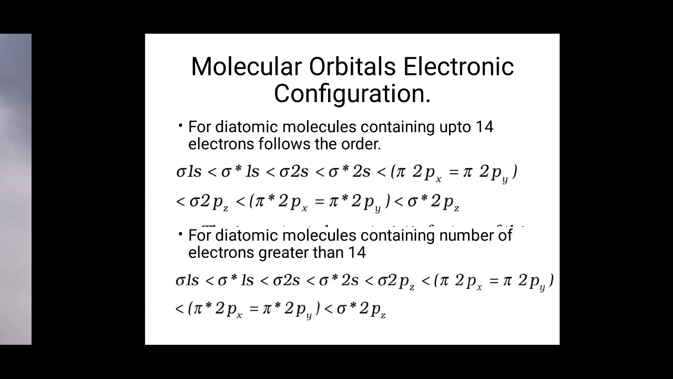And for diatomic molecules containing a number of electrons greater than 14, it follows the order sigma 1s, sigma star 1s, sigma 2s, sigma star 2s, sigma 2pz. Look at this, the sigma 2pz comes first before pi 2px and pi 2py, then pi star 2px, pi star 2py, then sigma star 2pz.